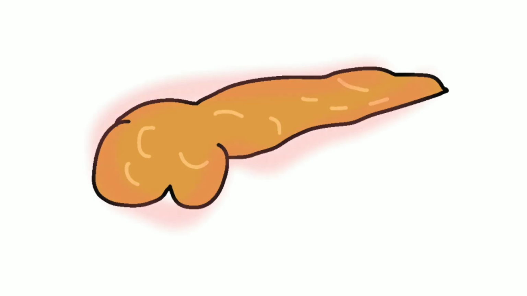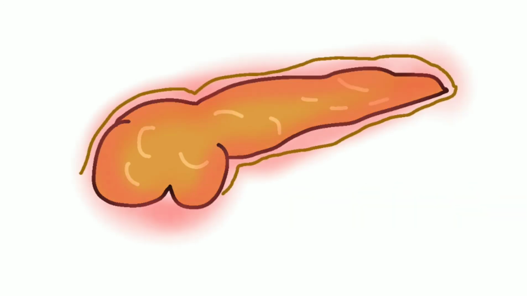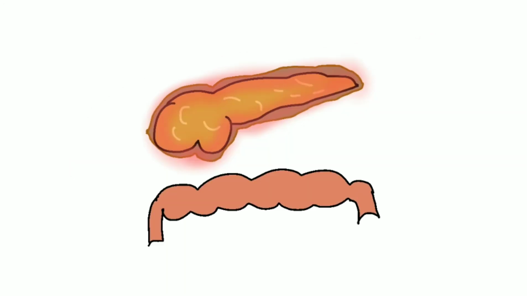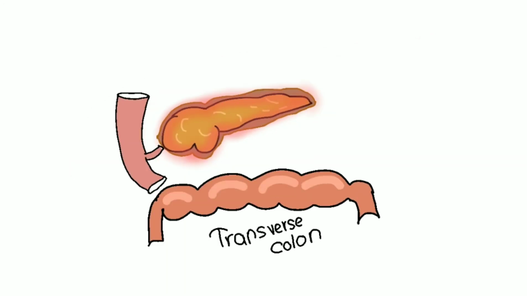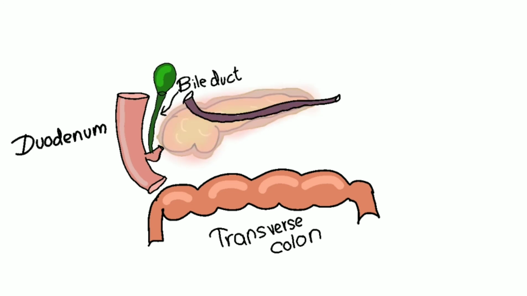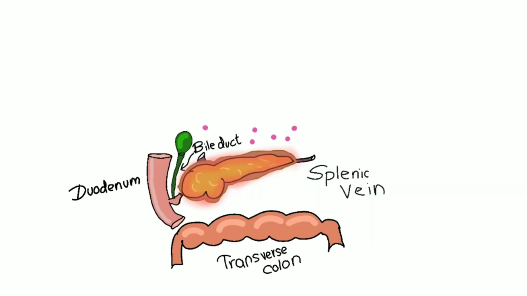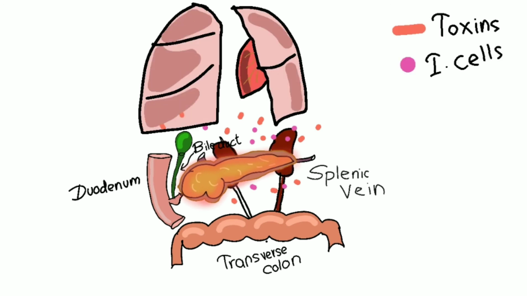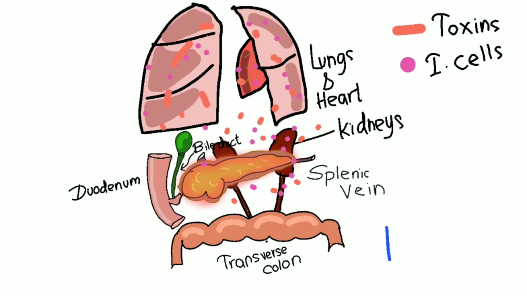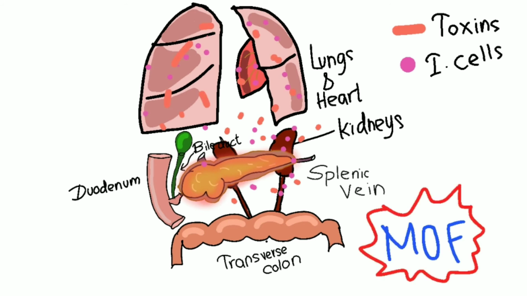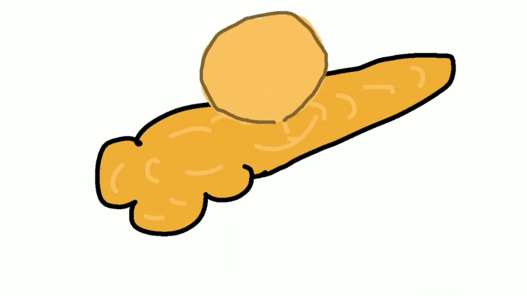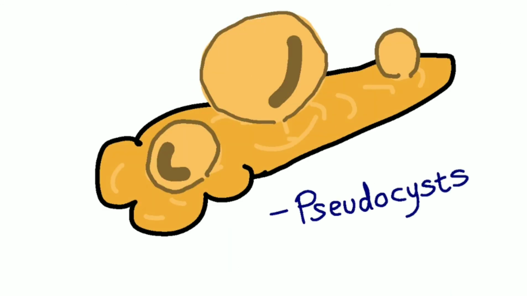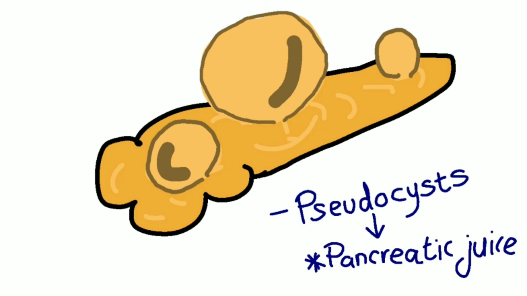Acute pancreatitis can lead to several complications. Usually, acute pancreatitis is self-limiting, but the thin capsule around it can involve the surrounding tissues, mainly the transverse colon, the duodenum, the bile duct, and the splenic vein. An inflamed pancreas can also release inflammatory cells and toxins that may harm the lungs, heart, and the kidneys. It could even result in multiple organ failure. Formation of pseudocysts, which are cystic lesions that consist of leaked enzymes, is another complication occurring in acute pancreatitis.